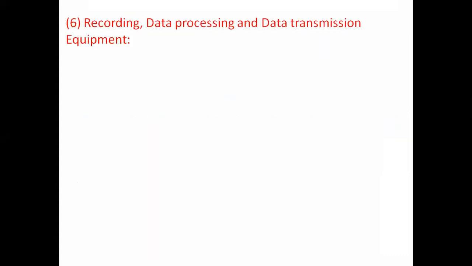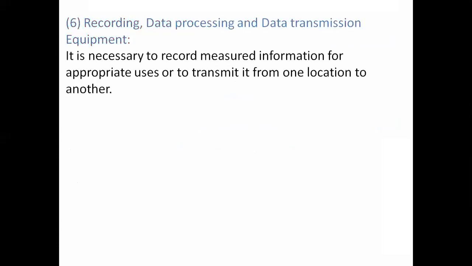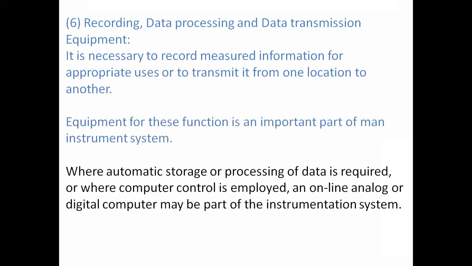Okay. So, recording, data processing, and data transmission equipment. It is necessary to record measured information for appropriate uses, or to transmit it from one location to another location. Sometimes it is required to record the information and then transmit that information to some other places. For that purpose, we can use this recording, data processing, and data transmission equipment. The equipment for this function is an important part of a man-instrument system, where automatic storage or processing of data is required, where computer control is employed, and an online analog or digital computer may be part of the instrument system.